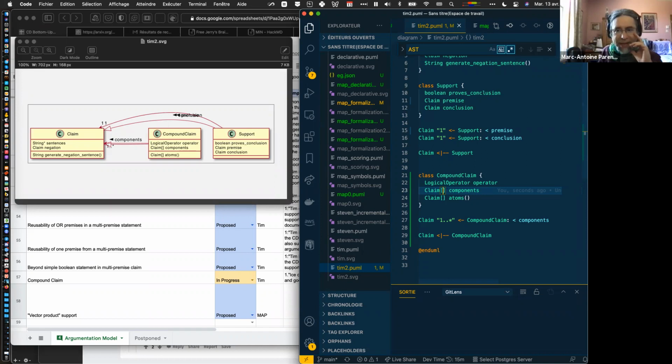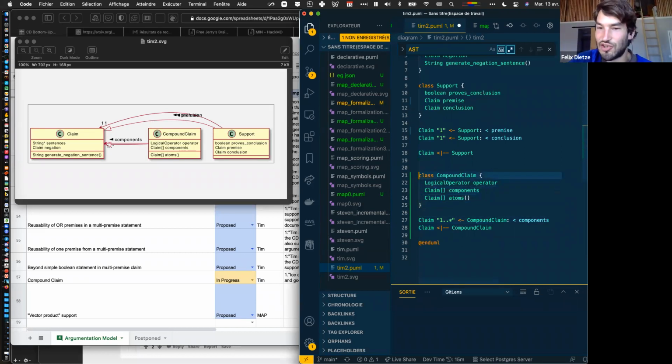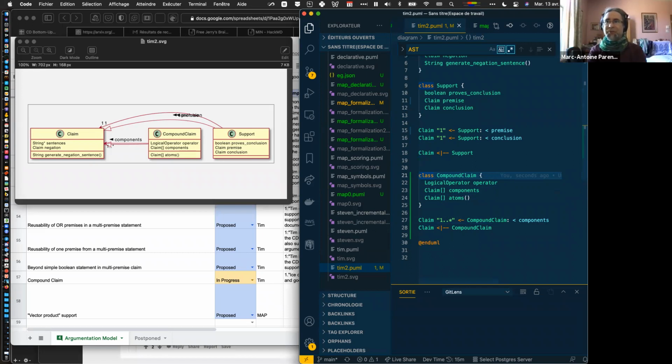What you could do, and I agree with you, is that compound claim could be an abstract class, and then you could have a conjunction as a concrete subclass of compound claim. Is that what you're saying? I'm saying I would not have this general compound claim thing there. I would only have the conjunction class. No, because you also need the disjunction class and the vector product class, and all of those are subclasses.